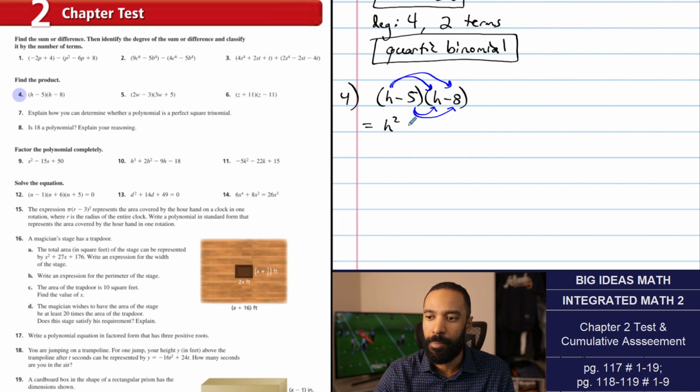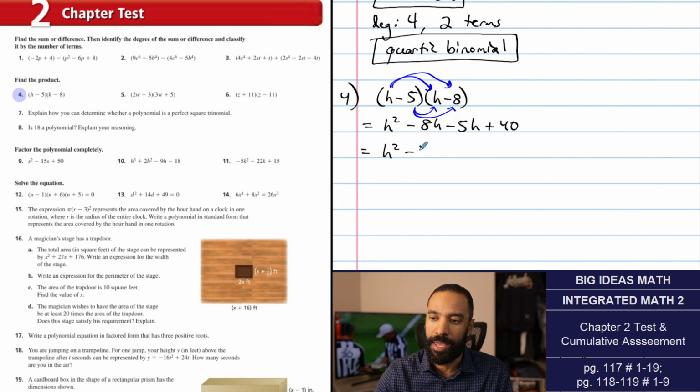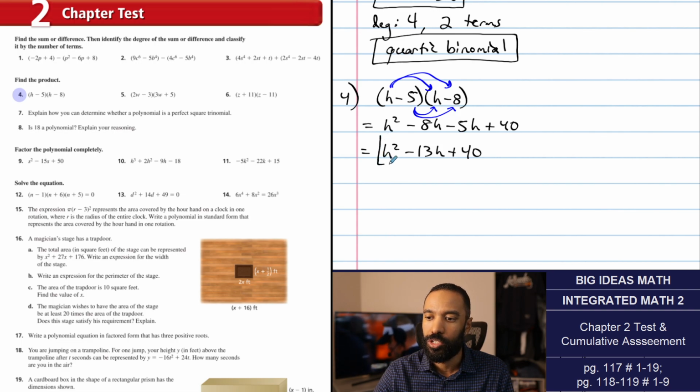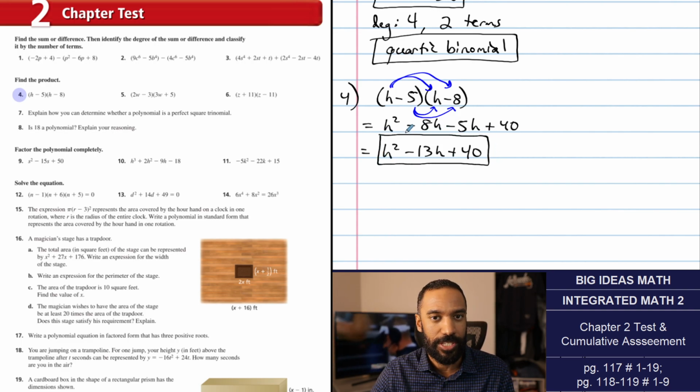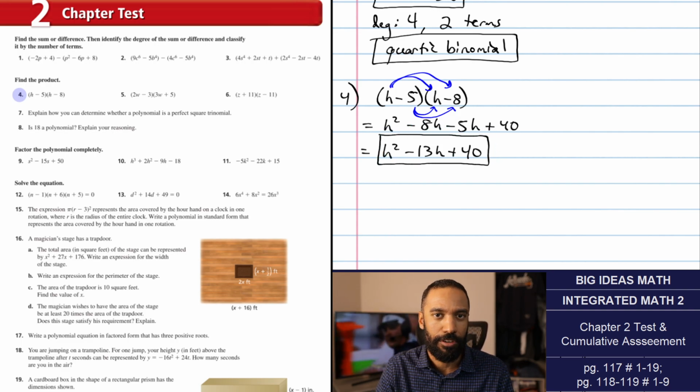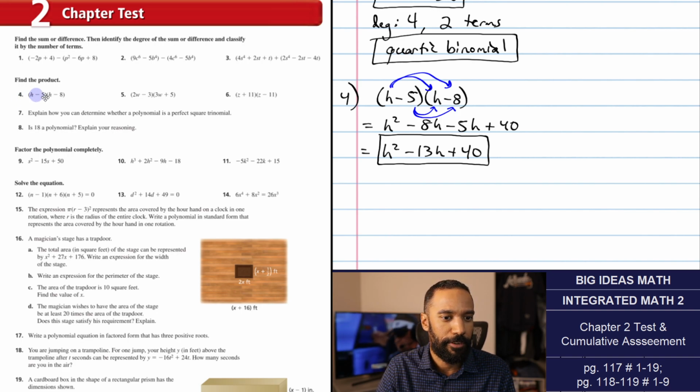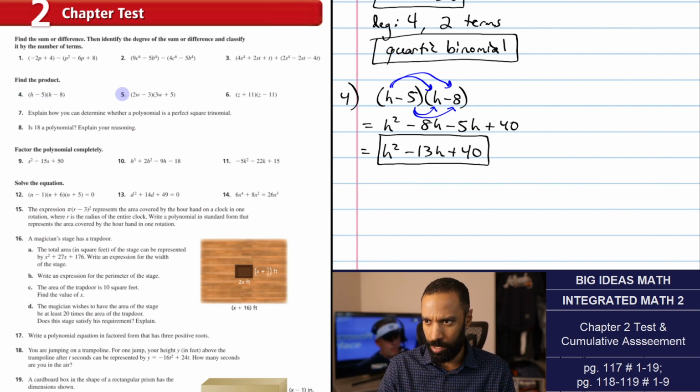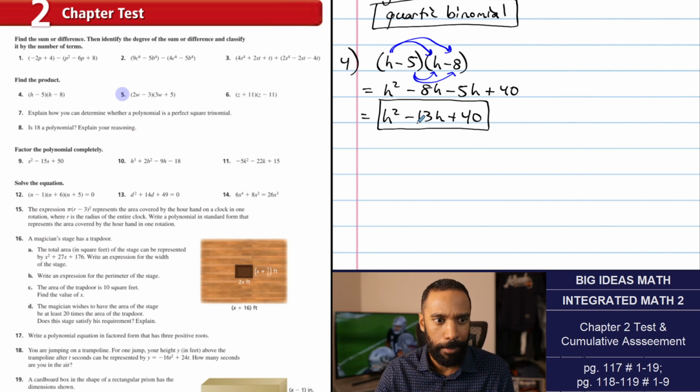H squared minus 8h minus 5h plus 40. That is negative 5 times negative 8 that is occurring there. So we get that. And now that is h squared minus 13h plus 40. Another quadratic trinomial. Not that they're asking for that, but there is standard form for number 4. Number 5, more of the same, just a little bit bigger numbers with the distribution.